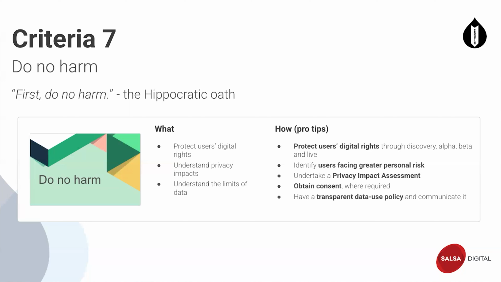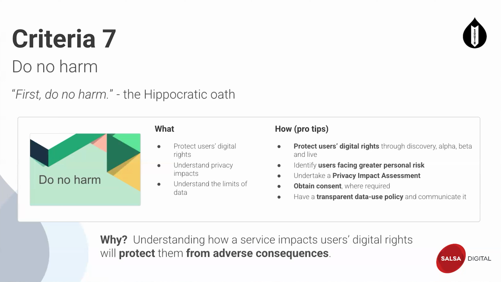Give special consideration to users facing greater personal risk. Undertake a privacy impact assessment. Obtain consent where required. This is really important. And have a clear data use policy. Communicate, show it, make it accessible to everyone. Why is this? To protect all users from adverse consequences.